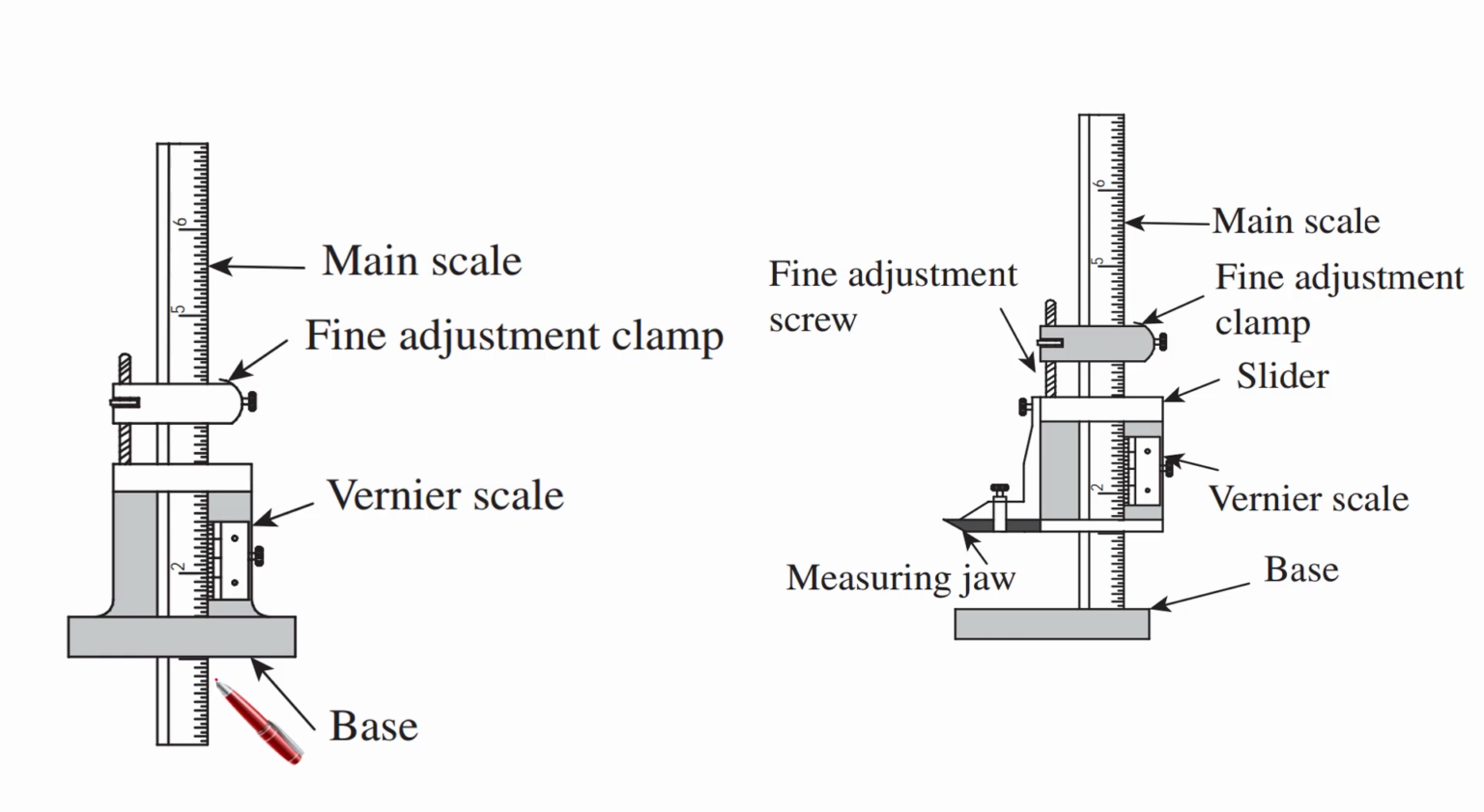So this is used to measure the depth of any object, because the base will be rested over the surface, or you can say the edge of any object whose depth is to be measured, right? So if the scale is lying below the base, then it will be a vernier depth gauge, and if the scale is lying above the base, then it is known as a height gauge. Here the object will be kept and its height can be measured with the help of the vernier height gauge.